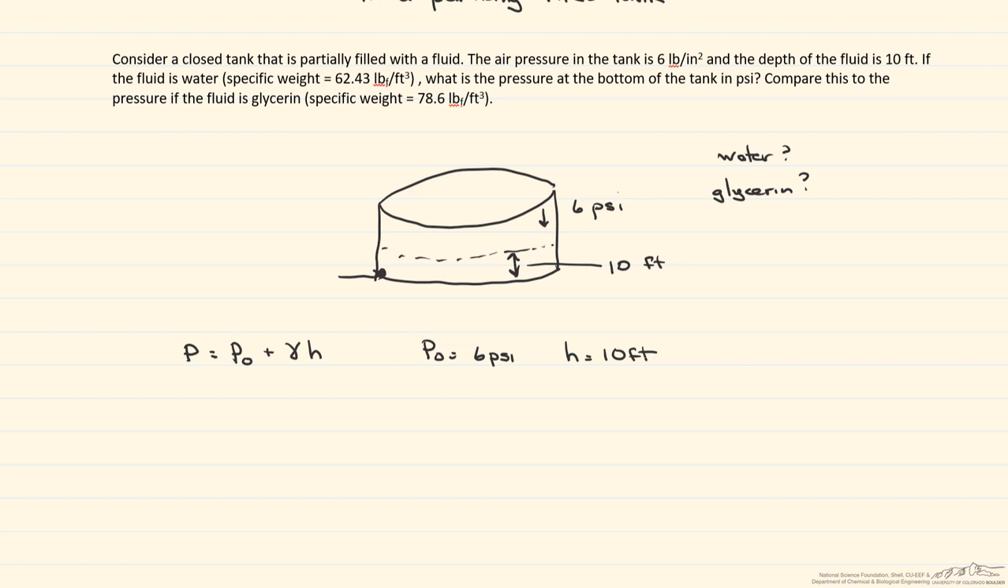So let's first decide whether we're going to use inches or feet. My suggestion is to use feet since both our height and specific weight are given in those. Let's start with calculating the air pressure in the tank. So we know that that's equal to 6 pounds per inches squared. And we want it in feet squared, so it's 144 inches squared per foot squared. So this is going to be equal to 864 pounds per feet squared.